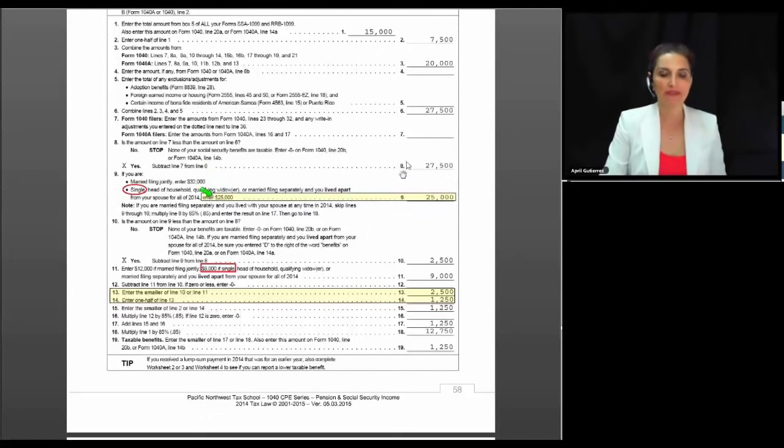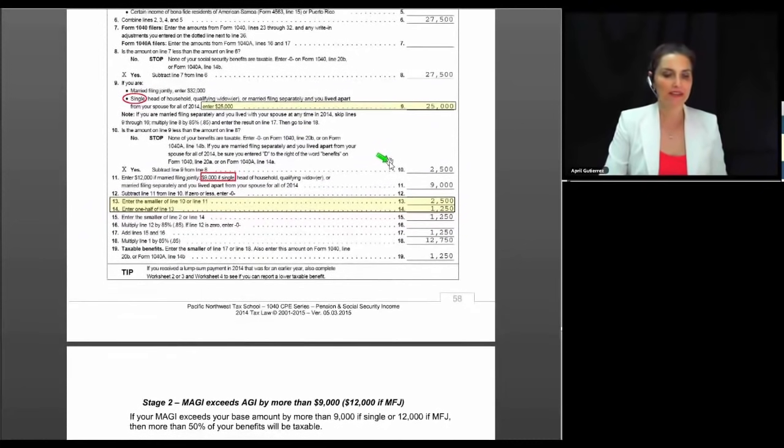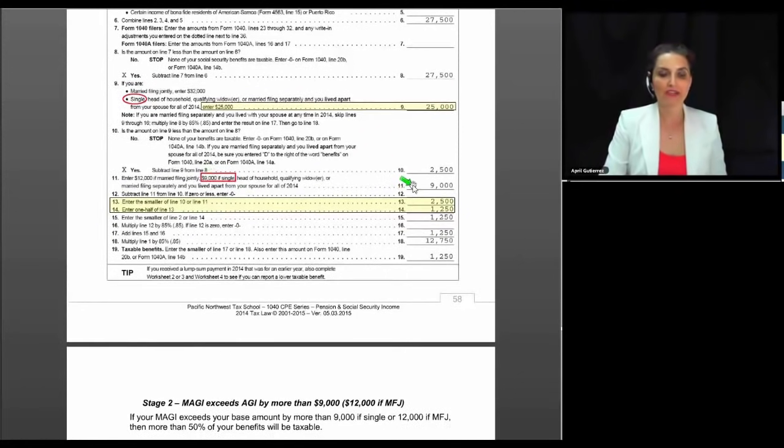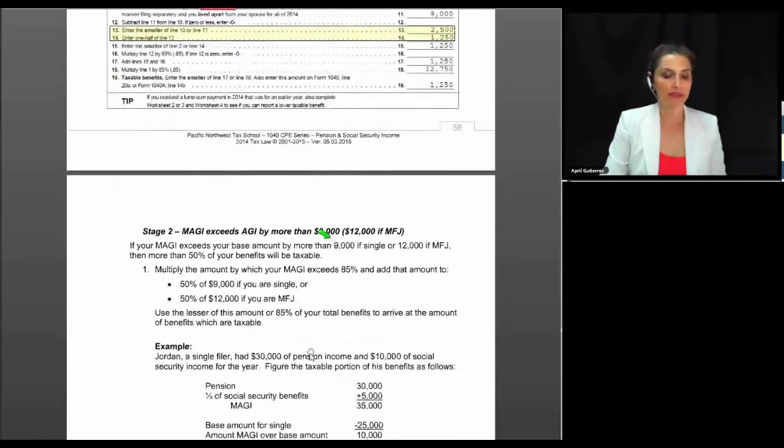We subtract $25,000 from $27,500, and we get $2,500. And then the next step is to see if that is more than the next number on the form, which is $9,000. Well, it's not more than $9,000, so the form simply says take $2,500, multiply that by 50%, and you're done. That's the amount to carry to the 1040. So that's a simpler version of the Social Security benefits worksheet.